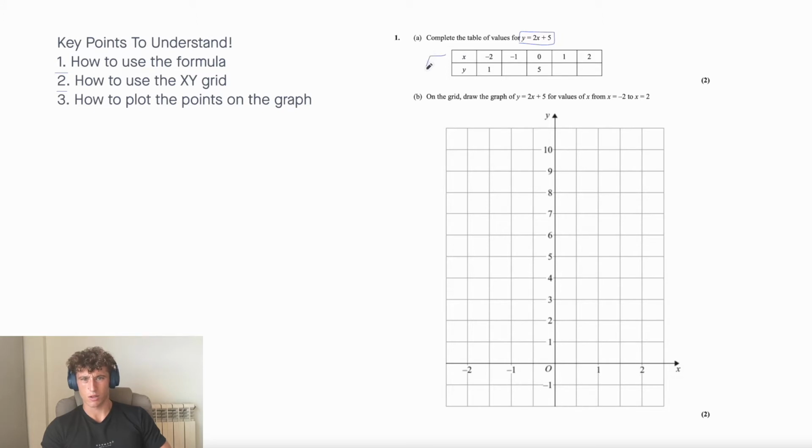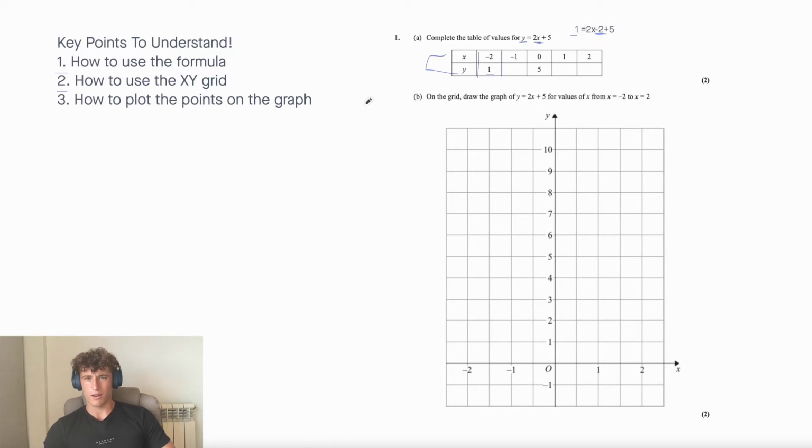This is the xy grid here, and all we do is plug in the number of x. So x is this top row and y is the bottom row. We just plug the numbers into the formula. Example here, when x is equal to minus 2, y is equal to 1. So what we'd do is plug those two numbers into the formula where we see y and where we see x. So x is minus 2. Instead of it being x here now, we have minus 2. And instead of y just being y, it is now 1. So we put that into the equation.